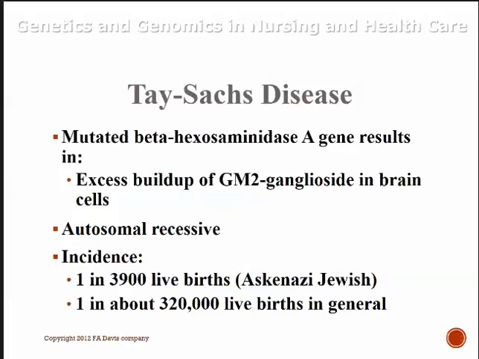Tay-Sachs disease is a mutated beta-hexosaminidase A gene. It results in a buildup of GM2 ganglioside in the brain cells. This is an autosomal recessive trait. The incidence is 1 in 3,900 live births in Ashkenazi Jewish folks, and 1 in about 320,000 live births in general. So in your Ashkenazi Jewish population, the incidence is higher, 1 in 3,900. In the general population, it's 1 in about 320,000.